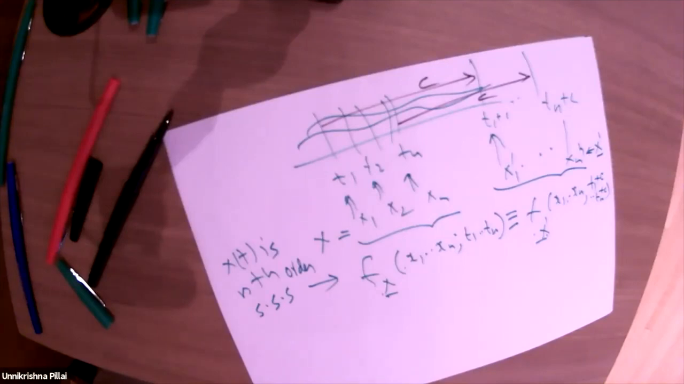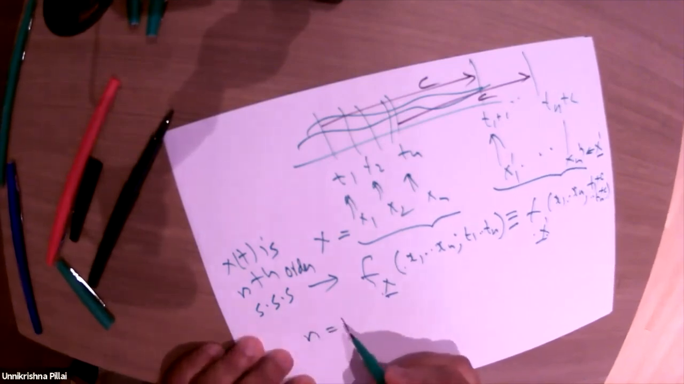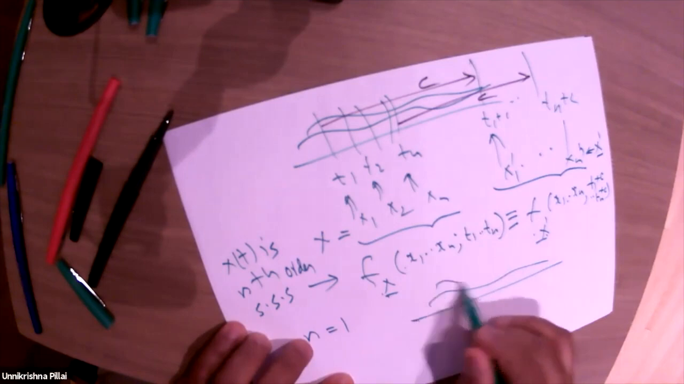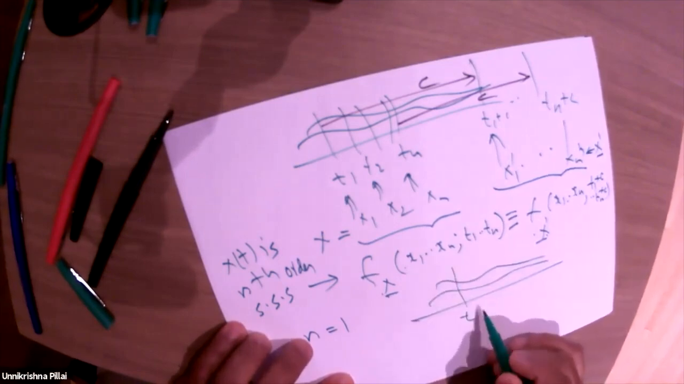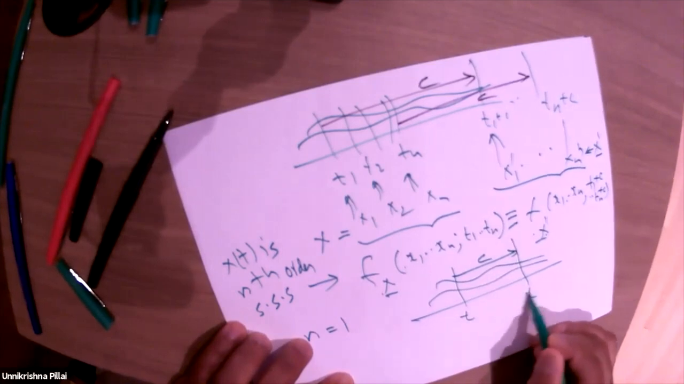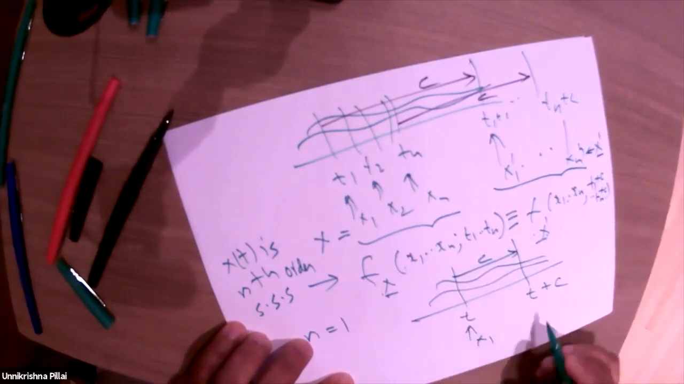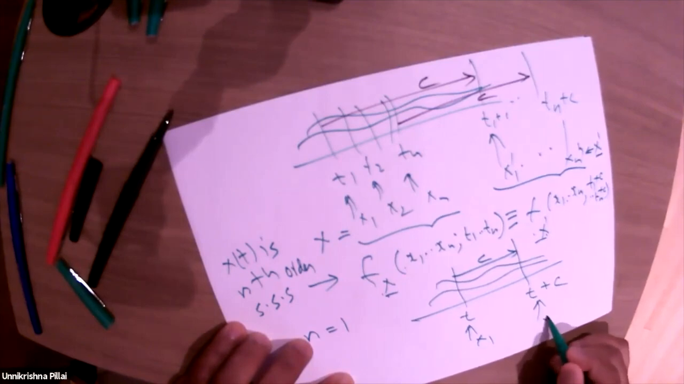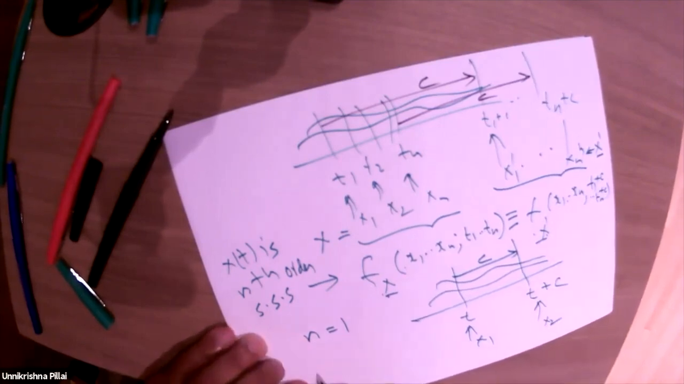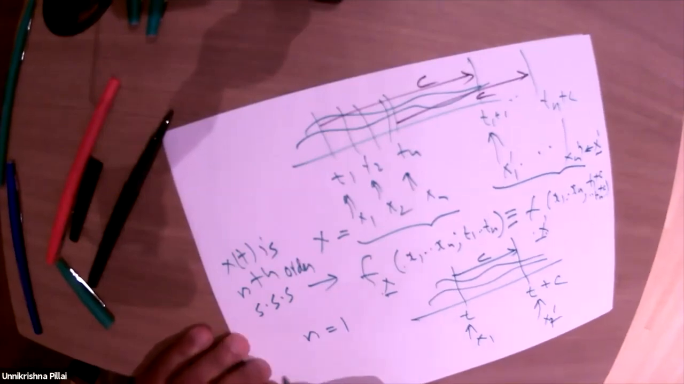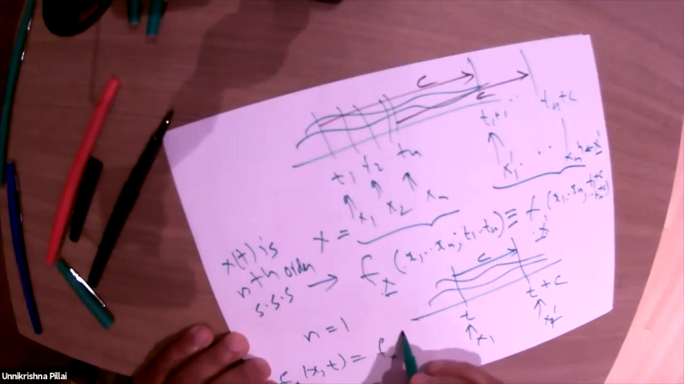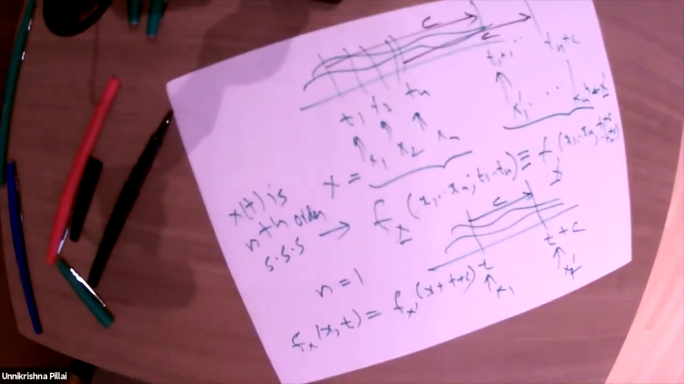So the question is, what should be the value of n? We can do this for different values of n. We cannot go anywhere below zero. So if n is one, what that means is, if I have a stochastic process at some time instance t, and it shifts by c, I get a new time instant. I get one random variable x1 here, and another one, x1 prime rather. So I need f of x(t) to be the same as f of x1 prime at t1 plus c. This is the first order strict sense stationary characterization.